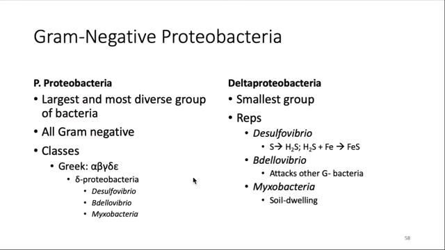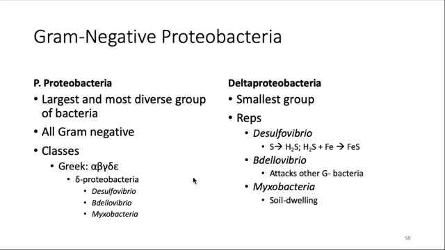The smallest group among the proteobacteria is the delta proteobacteria. Among this group, you have representatives such as Desulfovibrio, which will convert sulfur to hydrogen sulfide. Hydrogen sulfide will then react with iron to create that black precipitate that we see. And then you have Bdellovibrio, and Bdellovibrio will prey on other bacteria, other gram-negative bacteria. Very, very interesting.